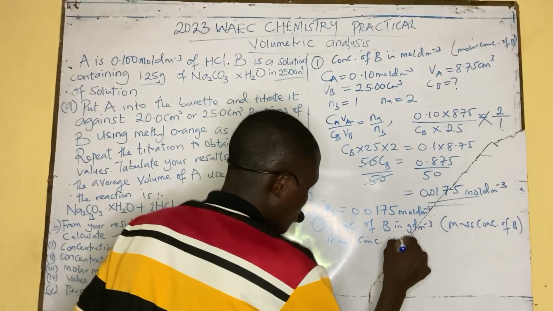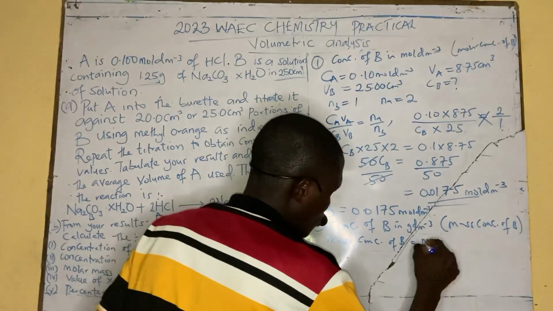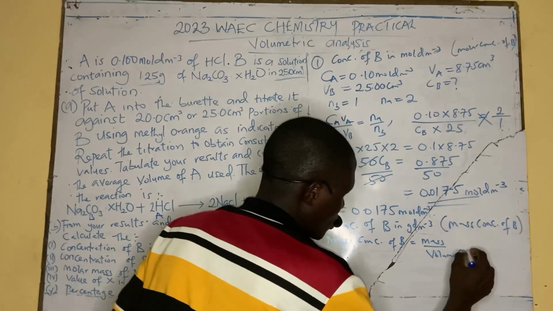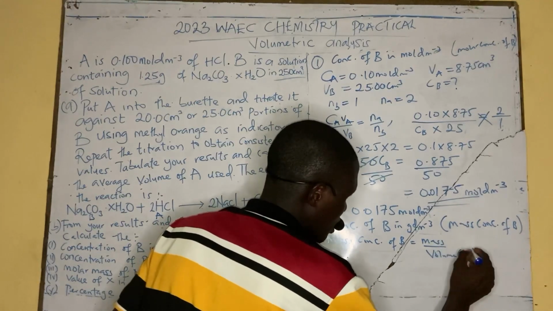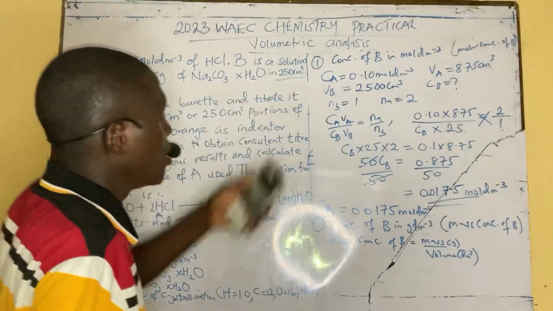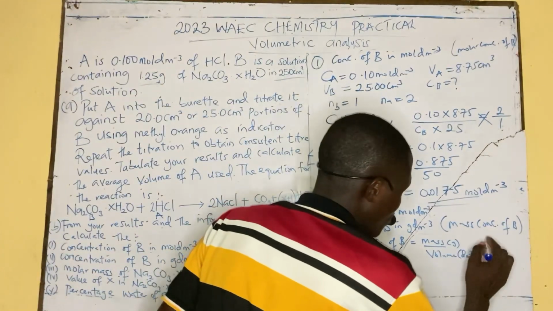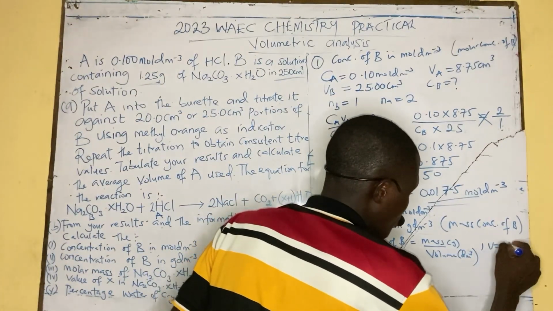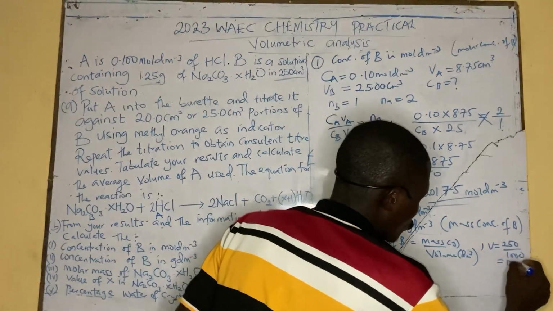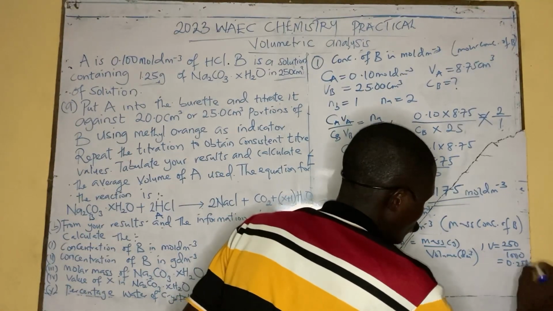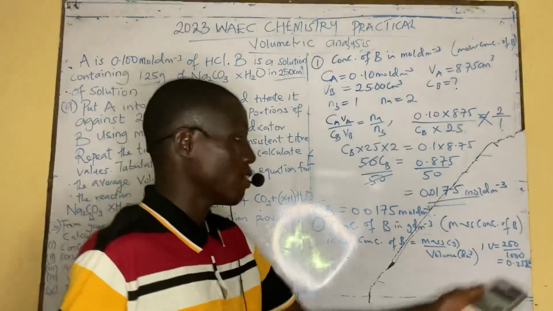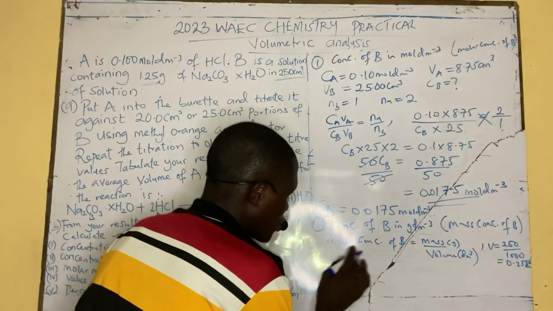So mass concentration of B will be mass over volume, and this volume must be in dm cube while the mass is in gram. So we have to convert the volume to dm cube. The volume V is equal to 250 divided by 1000. It's very essential. That is 0.25 dm cube. We've converted it by dividing by 1000.